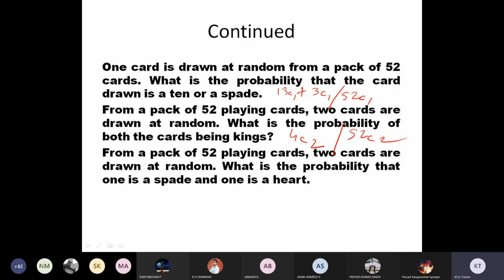Next, from a pack of 52 playing cards, 2 cards are drawn. What is the probability that one is spade and one is heart? So we want 'and'. One is spade: from spade you select one, and from heart you select one. This is the answer of permutation combination. Now divide it by 52C2, it becomes probability.